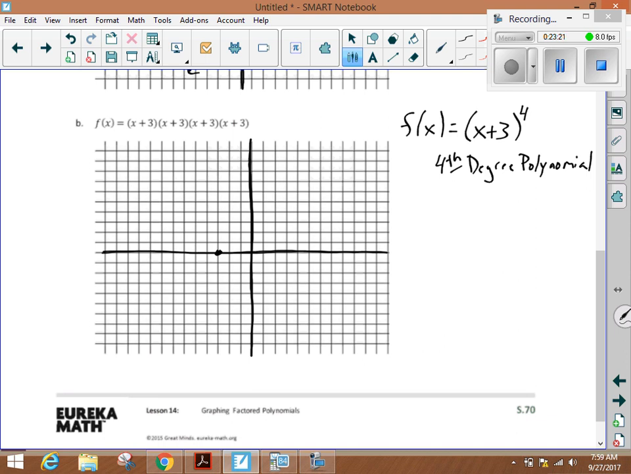I can multiply it out and find the y-intercept pretty easily as well. No? Well, not that you can see on your graph, but it turns out that your y-intercept should be about 3 to the 4th power.